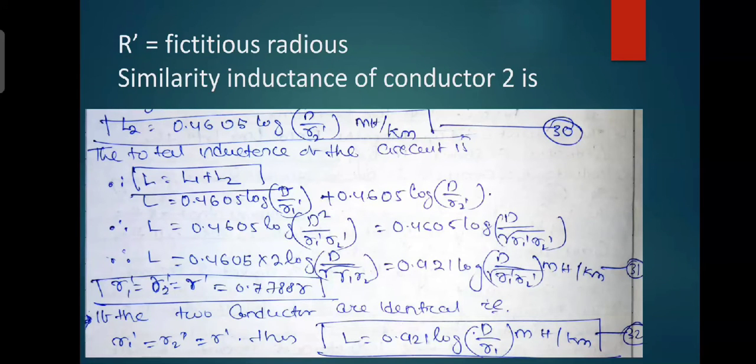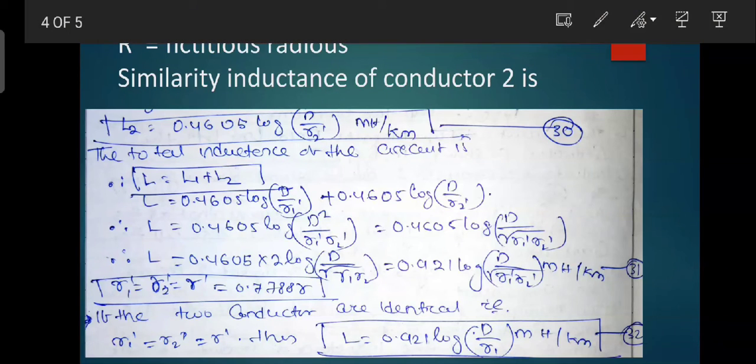So r dash is the fictitious radius. What is fictitious radius? It arises in the conductor inductance. If there is no internal inductance in the conductor, that's why it is called a fictitious conductor, and the radius of that conductor is called the fictitious radius, but it has the same total inductance as the actual conductor. Whatever inductance the actual conductor has, that much inductance will be contained there.